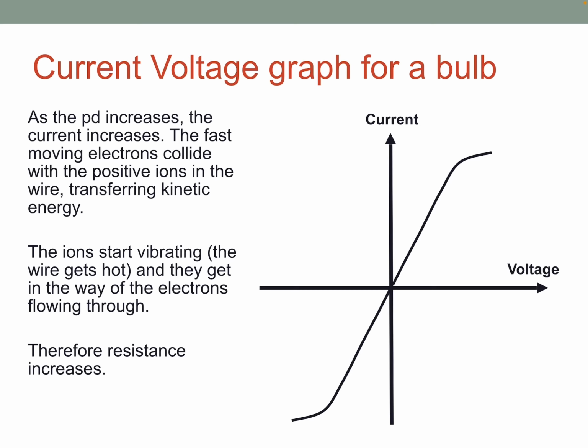So just pausing. In chemistry, I'm sure you've done metallic bonding, and the idea that in a metal, you have lots of positive metal ions, and then you have a sea of free electrons. It's like those electrons which form the current. So they are the things that are moving. And in a bulb, when they start moving, they start colliding with the ions and giving those ions a bit of kinetic or movement energy. Right, carrying on. The ions start vibrating, the wire gets hot, and they get in the way of the electrons flowing through. Therefore, resistance increases.